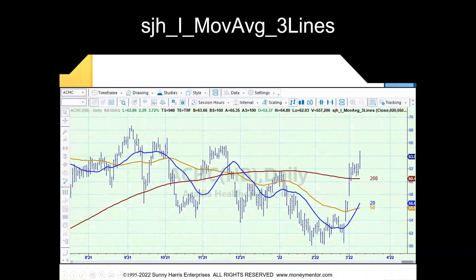So here's the moving average, three lines. You see the number 200, the blue one is the 20, and the gold one is the 50. So you can see that this stock, this is yesterday's chart, as of yesterday is above all three.